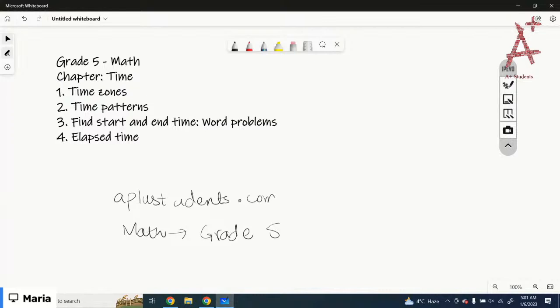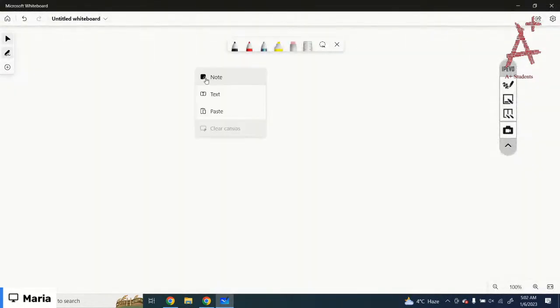So we're going to start with the chapter time. The lessons we're going to cover today from the chapter are time zones, time patterns, find start and end time, word problems, and elapsed times. So let's start with the first lesson, that is time zones. Let me just write down the lesson name. Time zone.